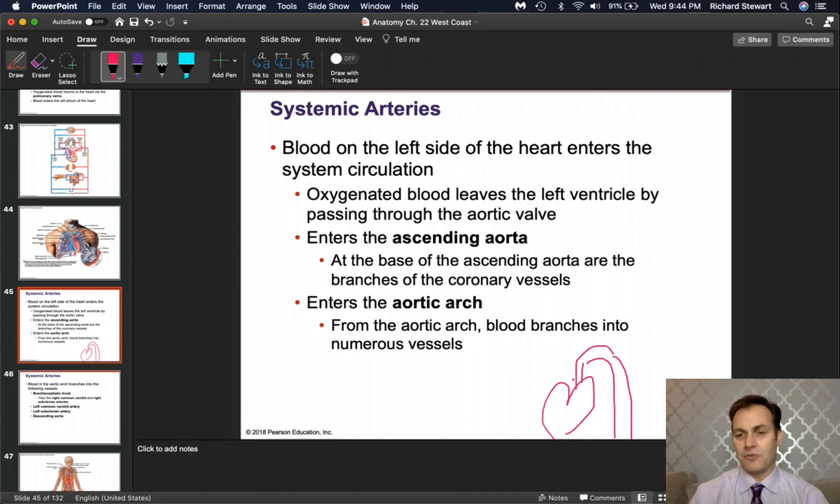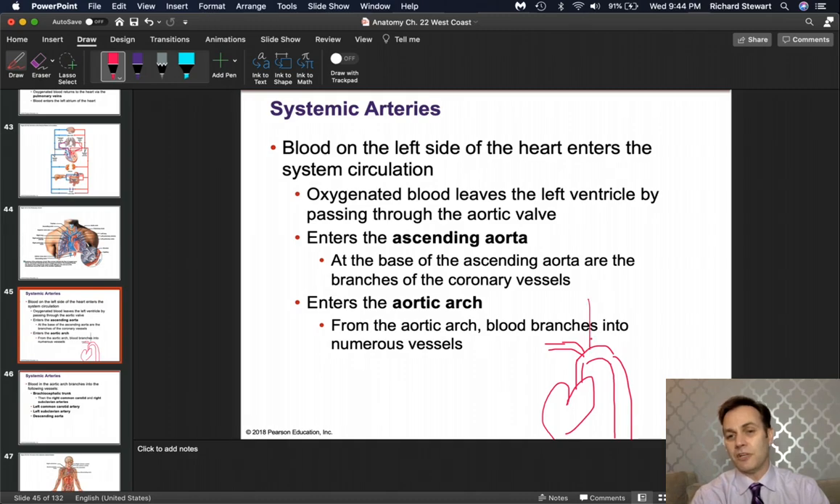Now realize that the way the heart is set up, it's kind of over on the left-hand side. Because it's over to the left-hand side, we're going to have three branches that come off of our aorta, and they're going to be a little bit unique. The first branch has to cross over to the right side of the neck. So this is going to be your brachiocephalic. Brachial is going to this area, cephalic is going up to your head.